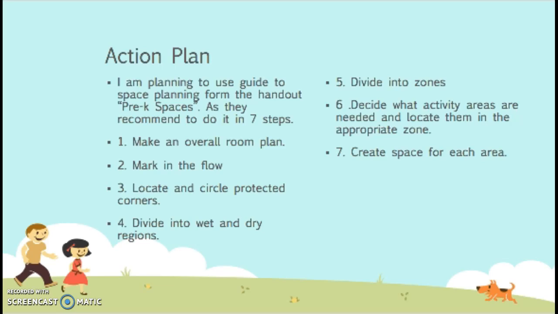2. Make the flow. 3. Locate and circle protected corners. 4. Divide into wet and dry regions. 5. Divide into zones. 6. Decide what activity areas are needed and locate them in the appropriate zone. And 7. Create space for each area.